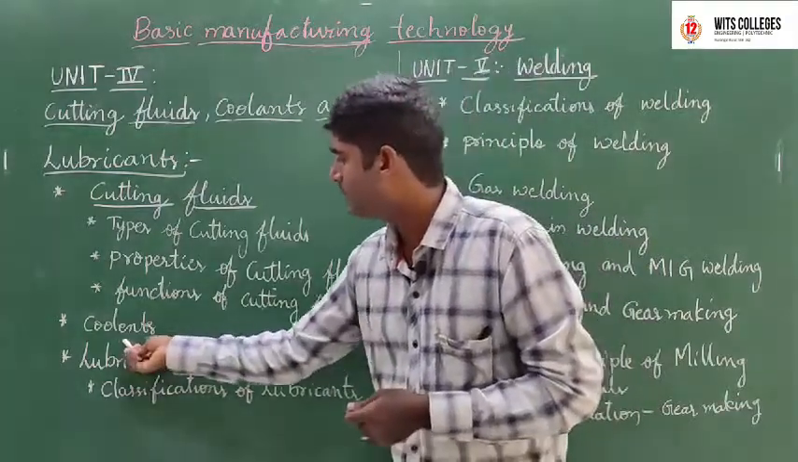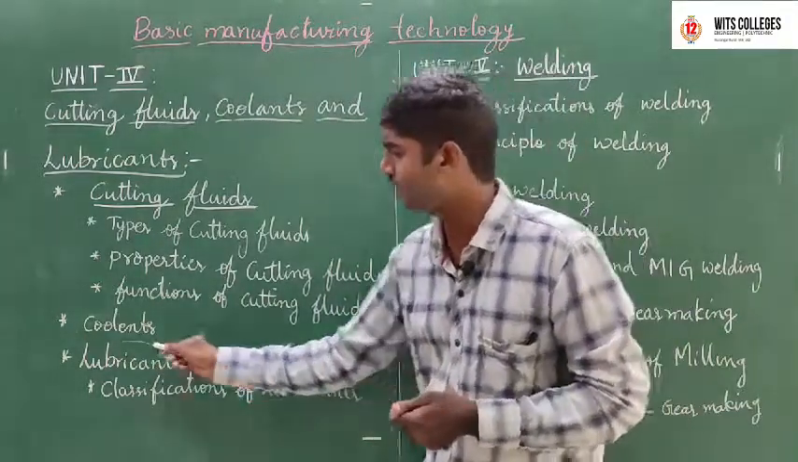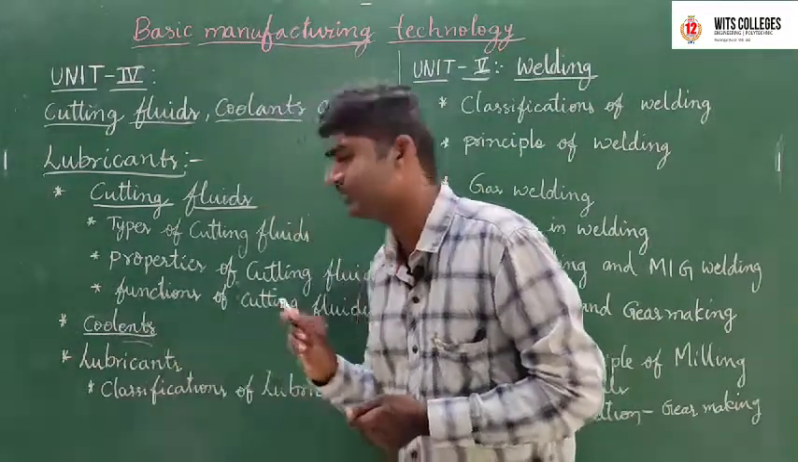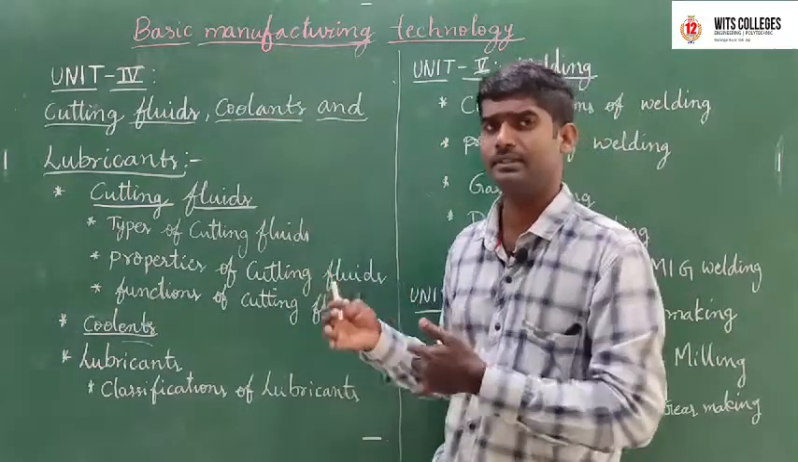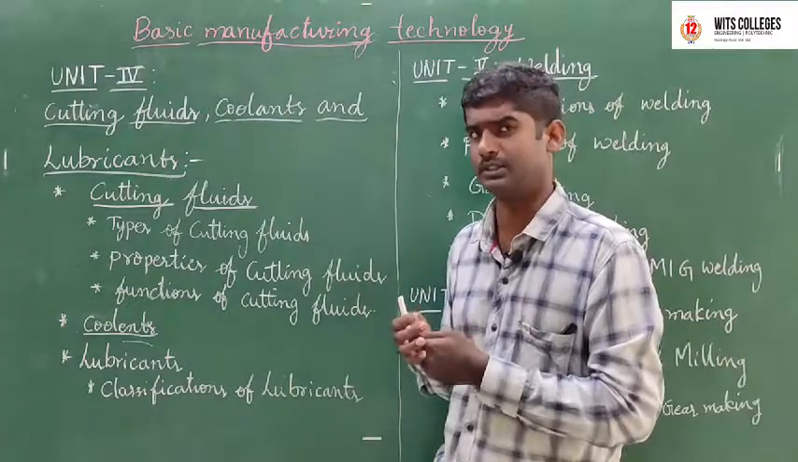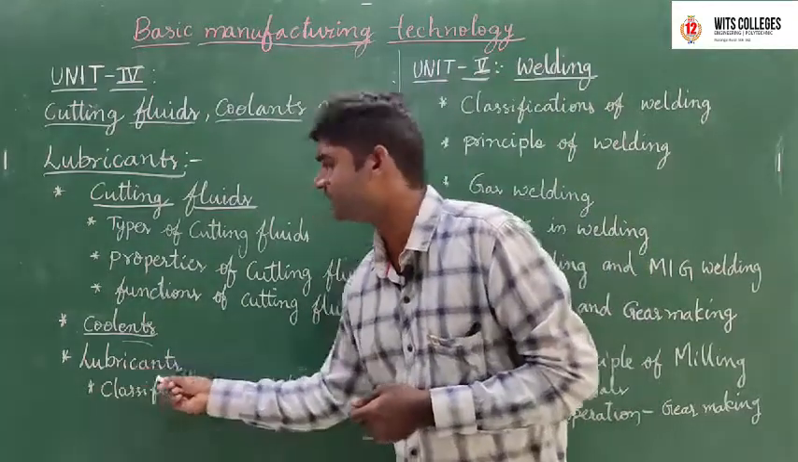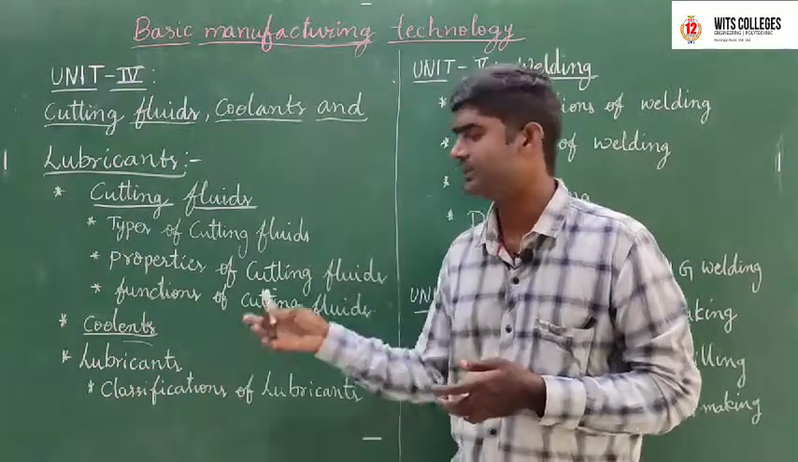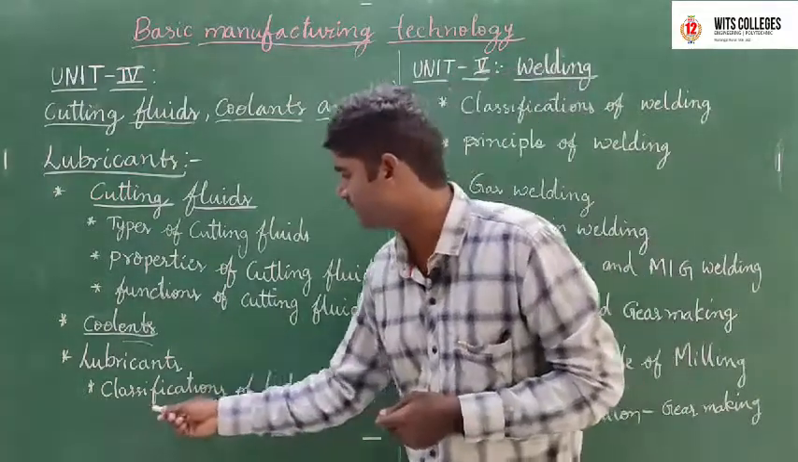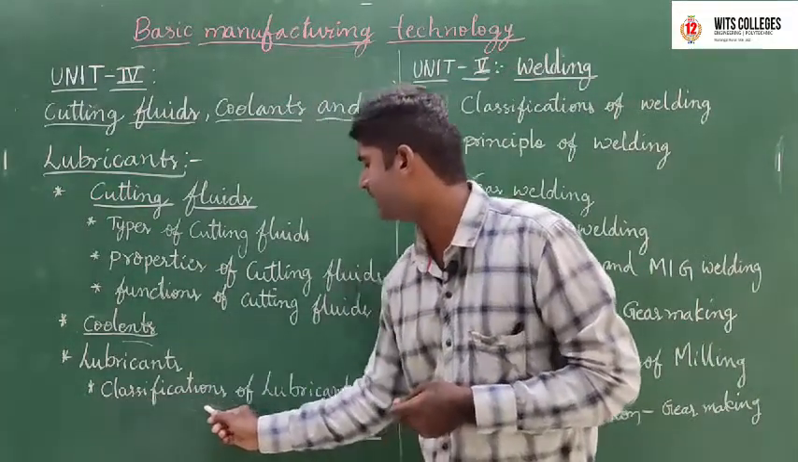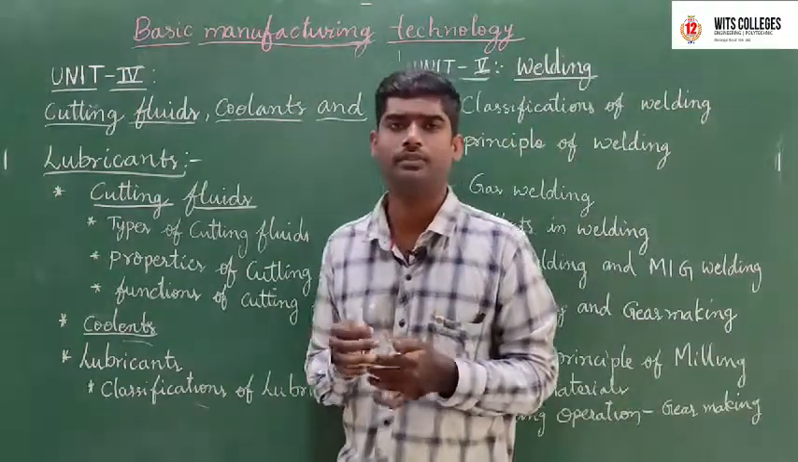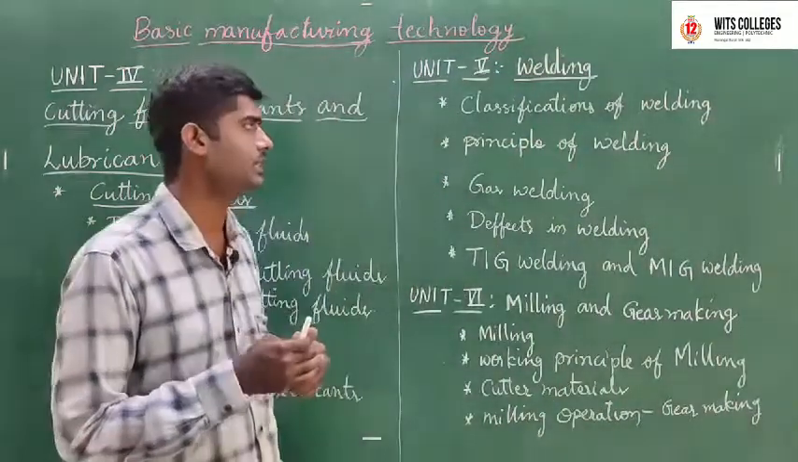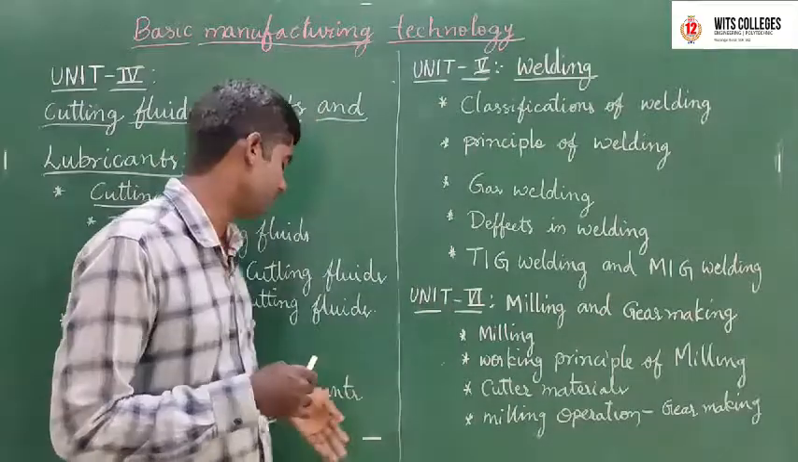Okay, next, coolants. Coolant is most important. Coolants are used to decrease the heat production. Next, lubricants also. Lubricants and coolants. In lubricants, what are the classifications of lubricants? There are some types, some classifications. Next, we are going to discuss that also.